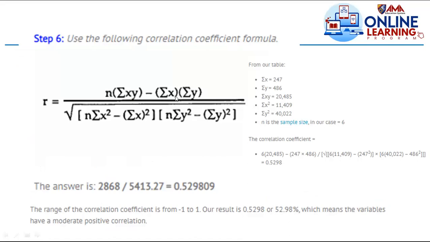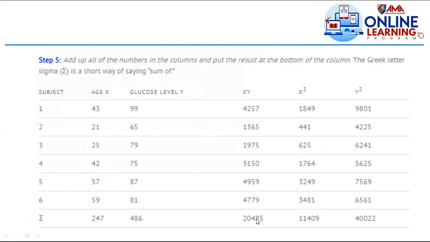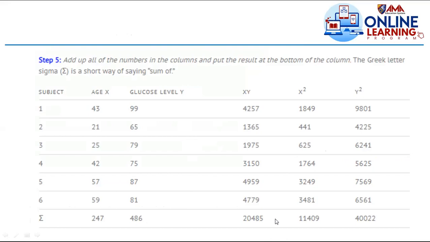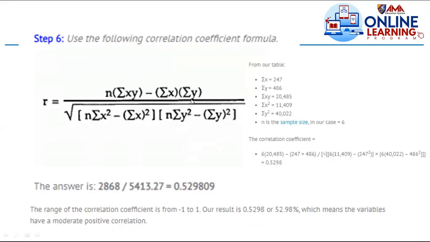n times summation of xy minus summation of x, summation of y. Okay? Summation of xy is 2485. Ito. Tapos, summation of x is 247. Summation of y is 486. Ito siya. Okay? Then, n. Okay? N is 6, no? Our sample size in our case is equal to 6.